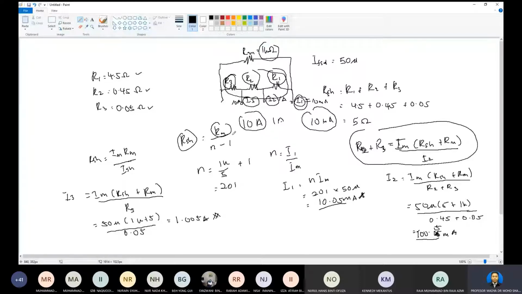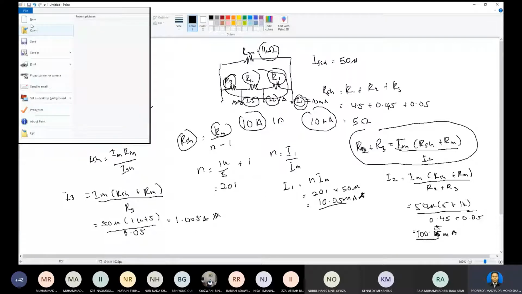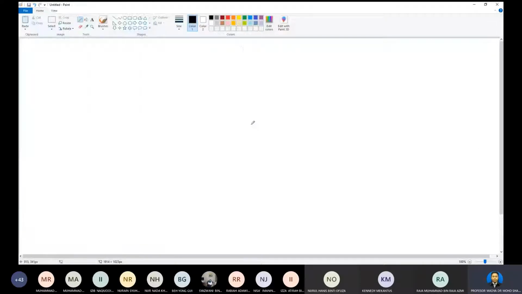All right, so next we go for question number 4. The emitter is connected to measure the current of a 10 ohms load supplied from the 10 volt source, as in figure 3.